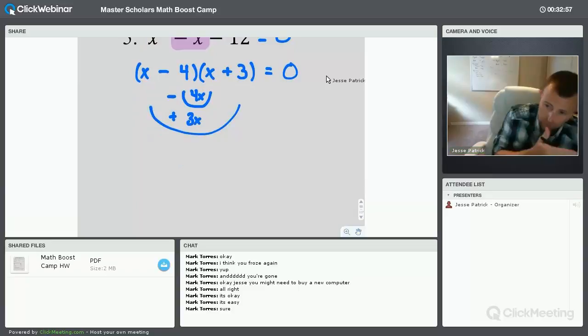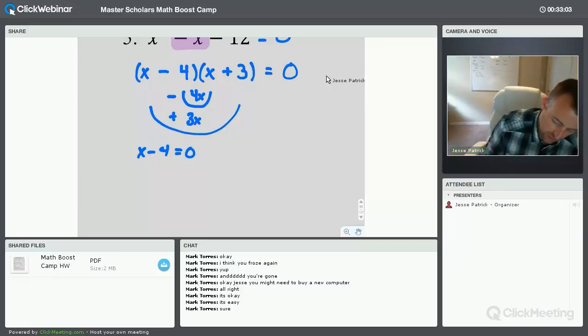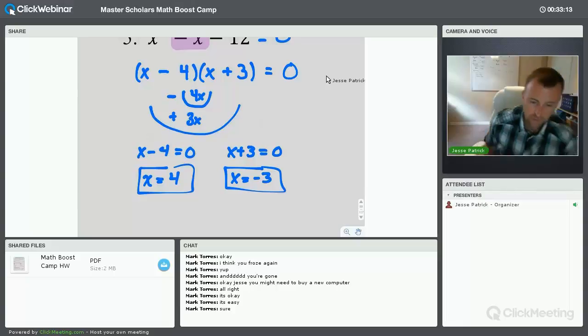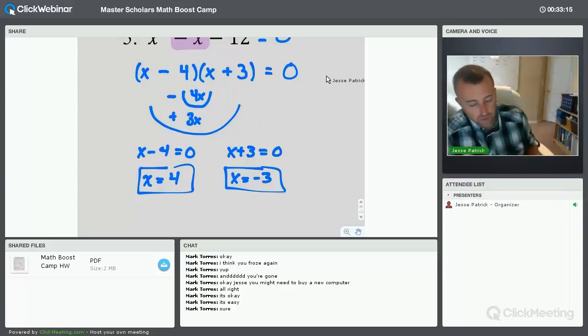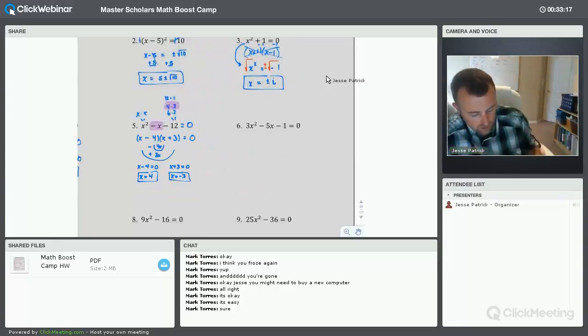But once you factor, again, the rules are: factor, and then set each factor equal to 0. So x minus 4 equals 0, and x plus 3 equals 0. And you get x equals 4 and x equals -3. Again, 2 solutions. In this case, they're 2 unique solutions. You can sometimes have them repeat. Sometimes they're imaginary. There are times they're 2 unique solutions.